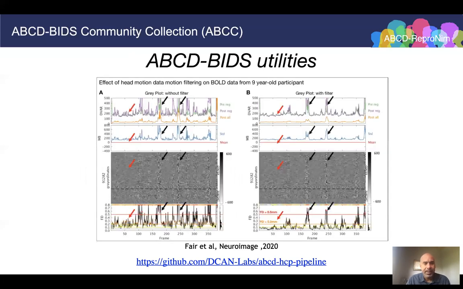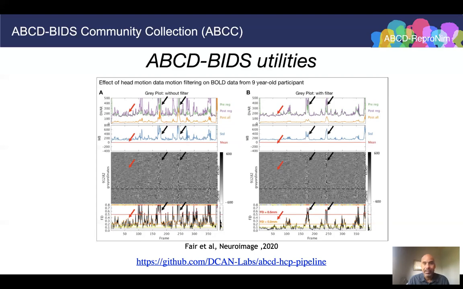This is an example of two things. One is the types of outputs you can expect to look at the quality of your data. These are called gray plots, and they allow you to take one big snapshot of all your bold data, where you can identify very specific artifacts in your data, typically related to motion. The bottom trace there is the frame displacement trace. That's looking at the motion. This is of a given subject. And what you can see here is that the motion looks quite high for this subject.